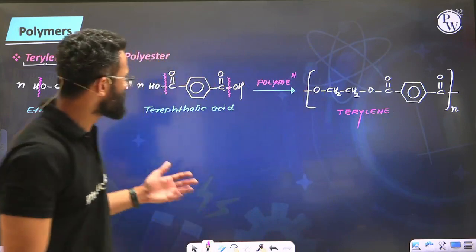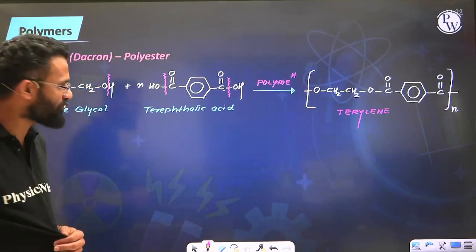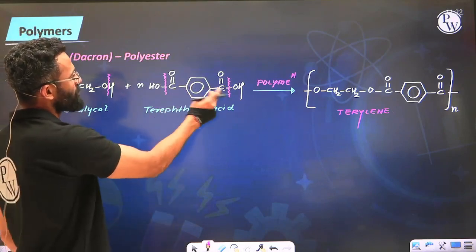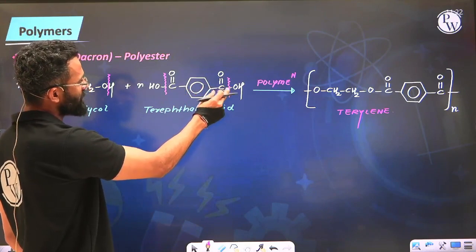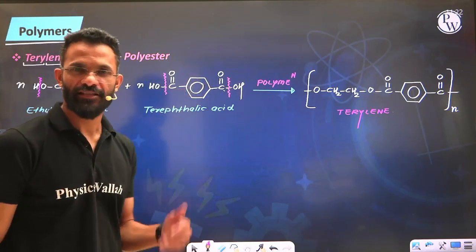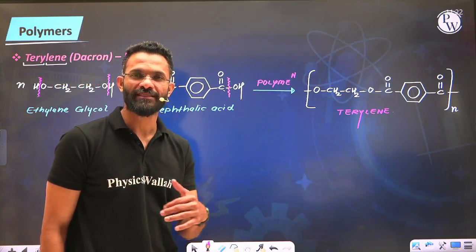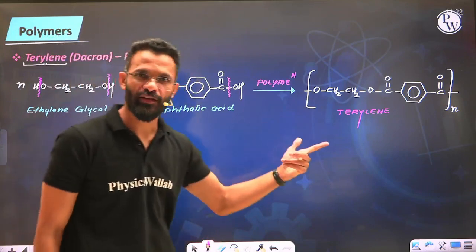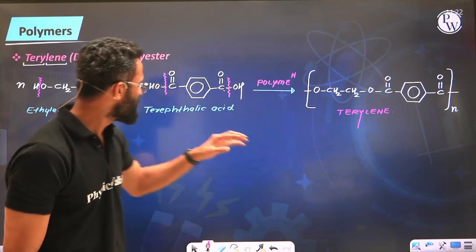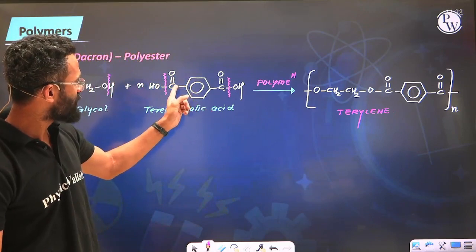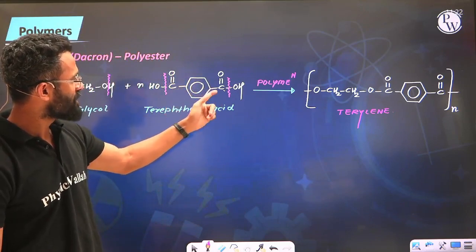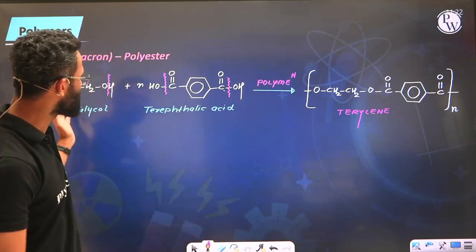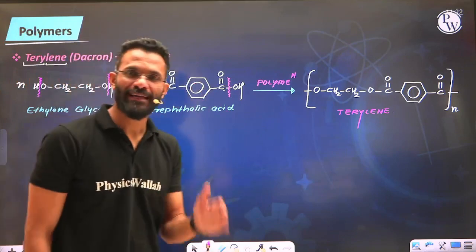Well guys, similar to this terylene, there exists one more type of polymer. Just as an additional polymer, I'm taking it for you guys. Instead of this benzene 1,4 dicarboxylic acid, imagine if I take the carboxylic acid at the second position. That is benzene 1,2 dicarboxylic acid, so we call it phthalic acid. So if we take ethylene glycol and phthalic acid, the polymer that we get, we call it glyptal. Instead of terephthalic acid, which has two COOH at first and fourth position, if I take both COOH adjacent to each other, ortho to each other, and carry out the same condensation reaction, then the product obtained is called glyptal.